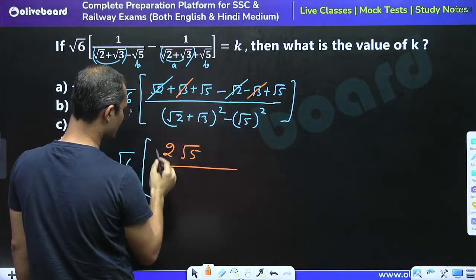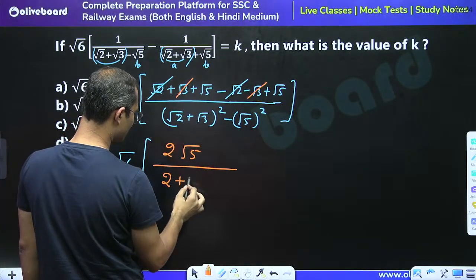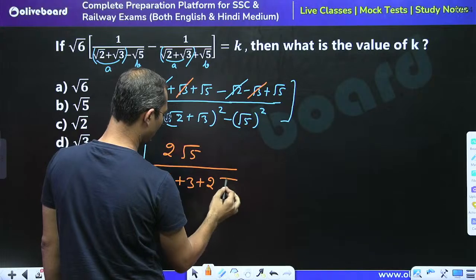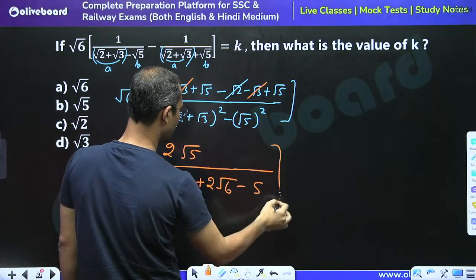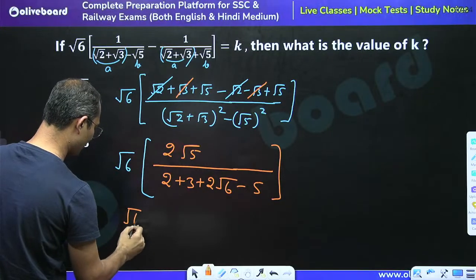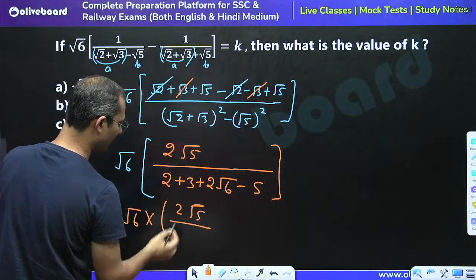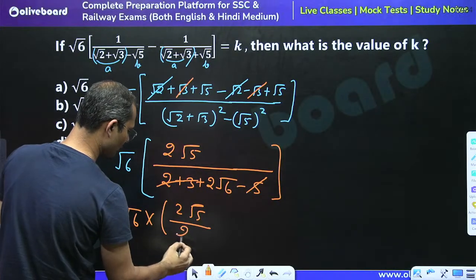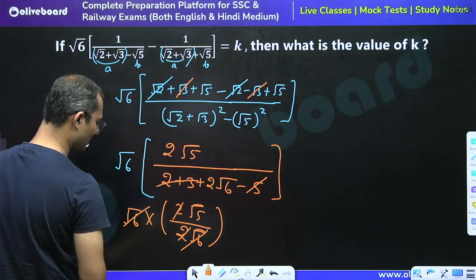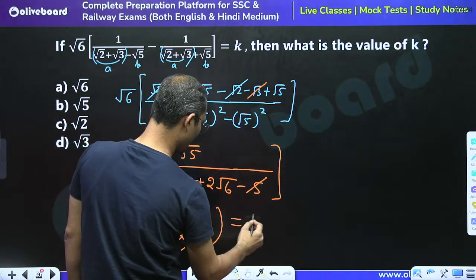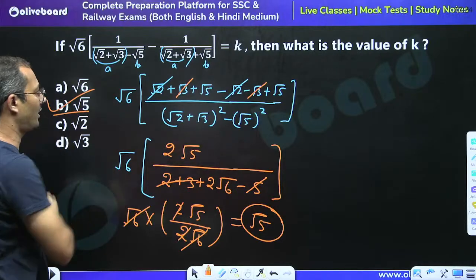So after opening the square, we will get 2 plus 3 plus 2 root 2 into root 3, that is root 6, minus 5, right? So we can say root 6 into 2 root 5 divided by root 6, 5 cancelled, so 2 root 6, right? So 2 is cancelled by 2 and root 6 is cancelled by root 6. So we can say that root 5 is the right answer. Again, very good question. B part is the right answer, right?